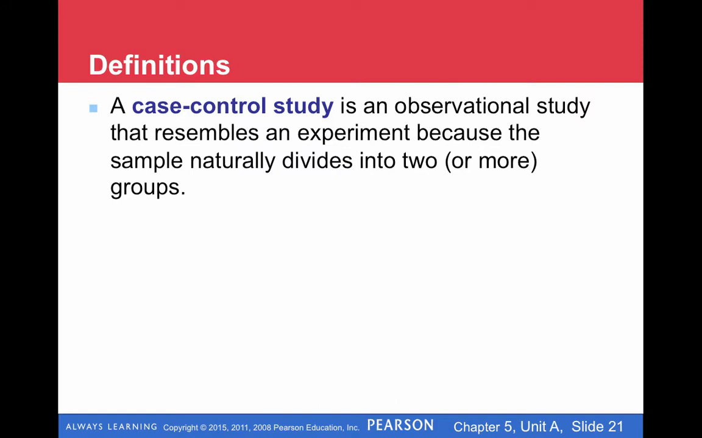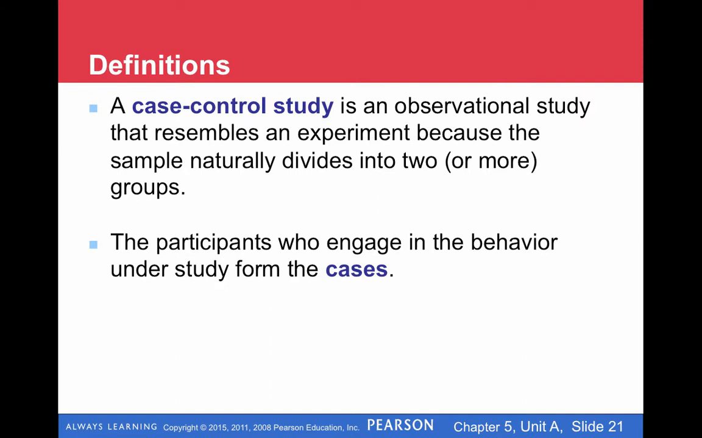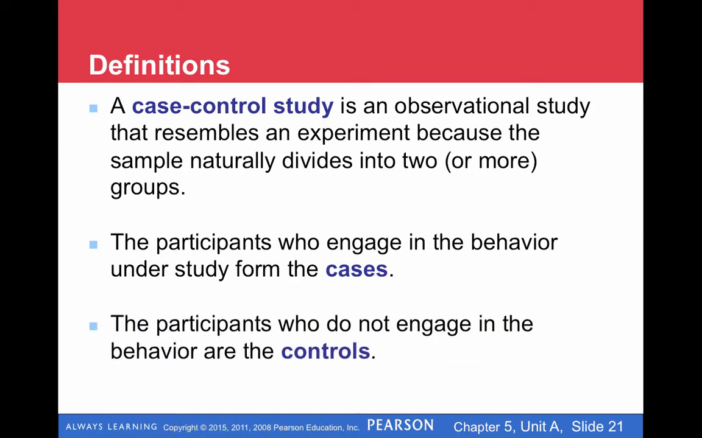So a case control study is a different kind. It's a special kind of observational study that resembles an experiment because the sample naturally divides into two or more groups. The participants who engage in the behavior under study form the cases, and the participants who do not engage in the behavior are called the controls. But they naturally fall into these groups. The experimenter does not choose these groups. They just either engage in the behavior or they do not.